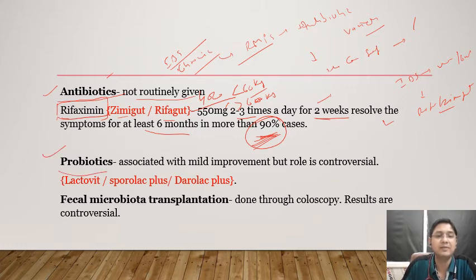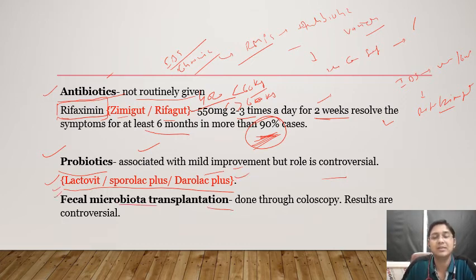Probiotics can be given, because when the patient takes some antibiotics, their bad microbiota is already implanted and good microbiota is eradicated. So the role is controversial, but yes, you can give probiotics to restore the gut microbiota. We have many probiotics, but the few common ones are Derolac Plus, Git Lactovate or Sporolac Plus. These are the common brands available in the Indian market.